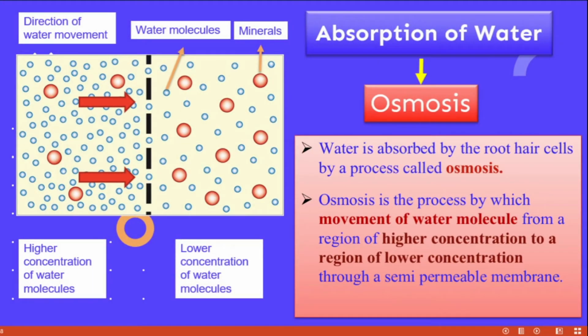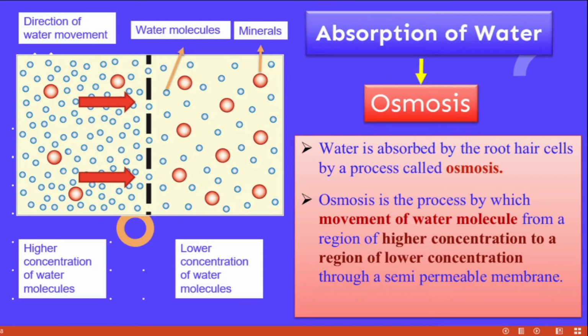Absorption of water. Usually plants absorb water by the process of osmosis. Here, what is meant by osmosis? Osmosis is the process by which water molecules move from a region of higher concentration to a region of lower concentration. So look at this picture.